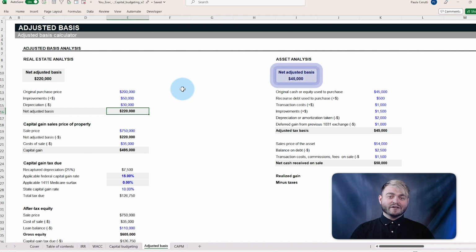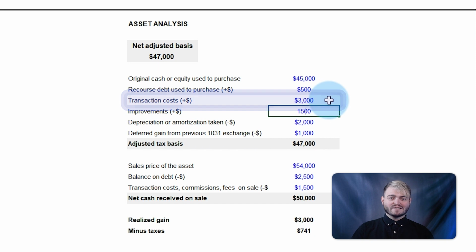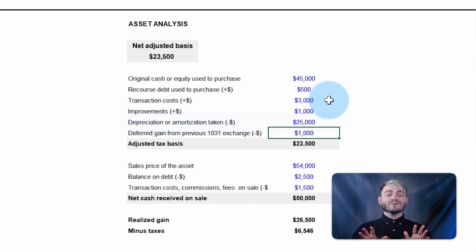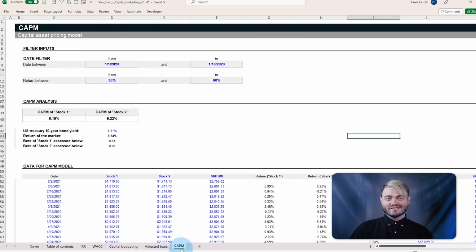This tab also calculates the adjusted basis for assets like stocks, mutual funds, or bonds. Provide the details needed, such as the transaction costs, improvements, and depreciation, to analyze all results for the investment. This information is crucial for maximizing your returns and minimizing your tax liability, aiding in reinvestment and tax planning decisions.